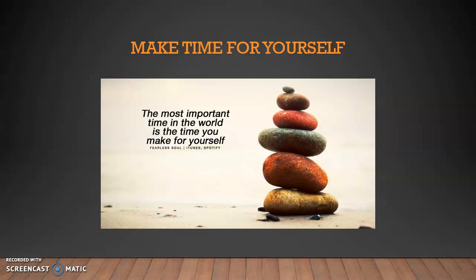Finally, make time for yourself. And I really, really loved this quote here that said, the most important time in the world is the time that you make for yourself. And I do believe that if we implement the 5 tips that I mentioned before, we would ultimately have time for ourselves because we won't be spending so much time trying to get our online course in order.